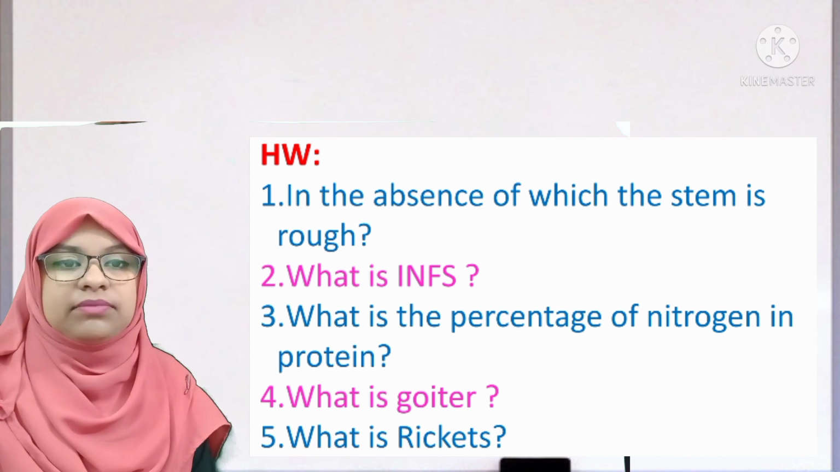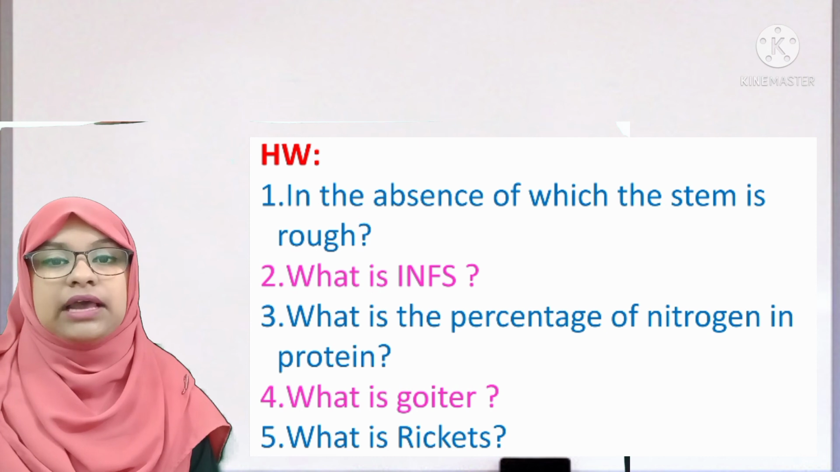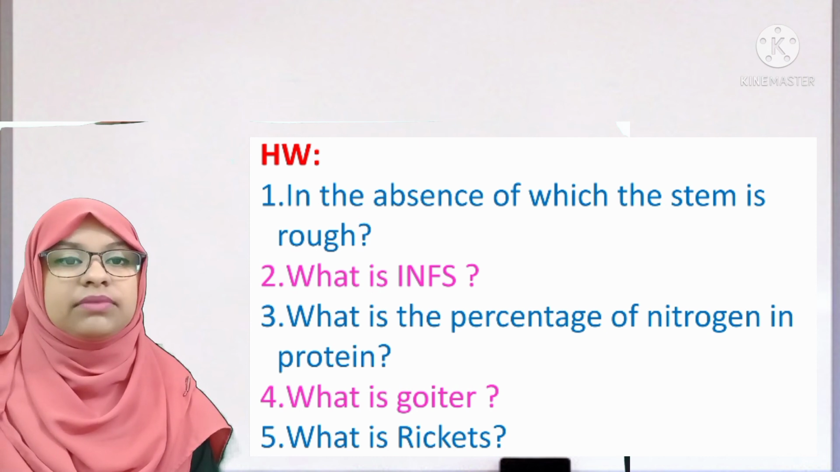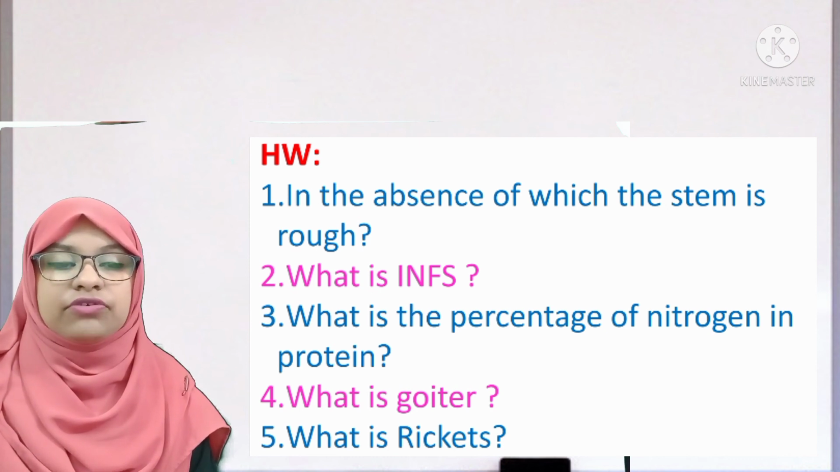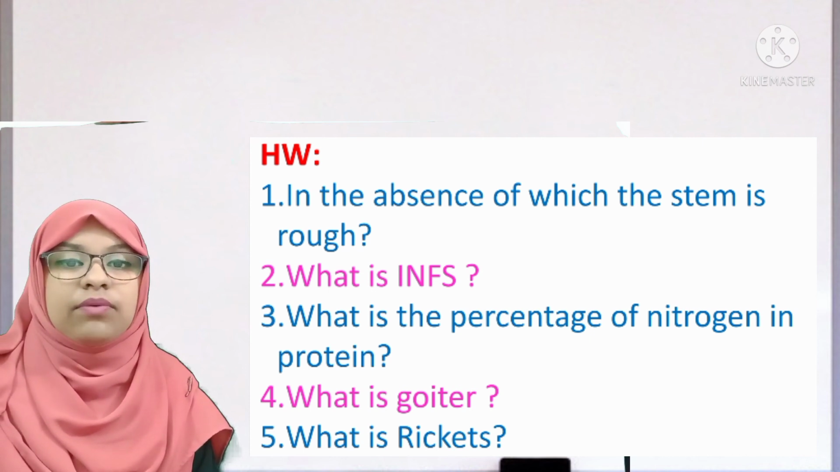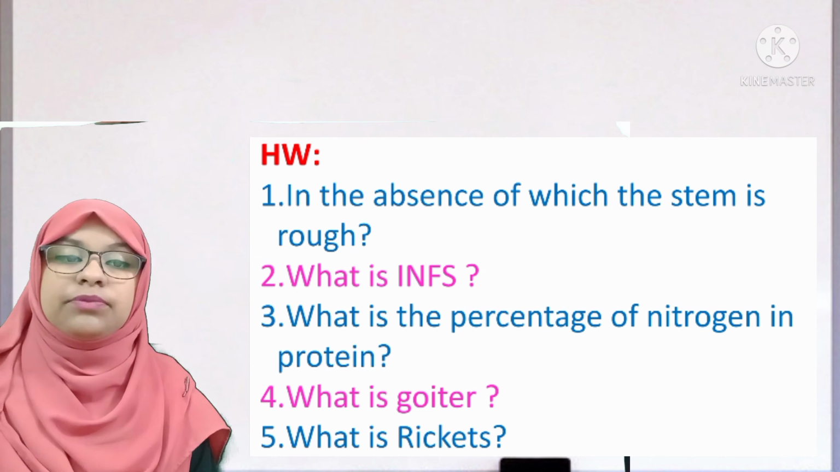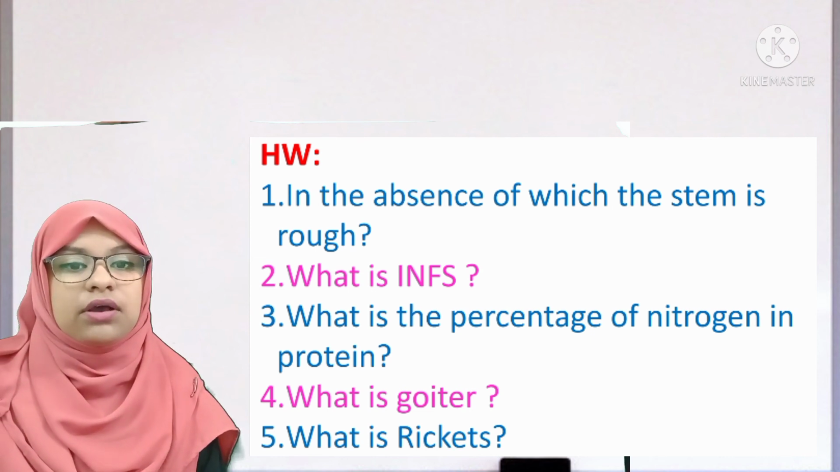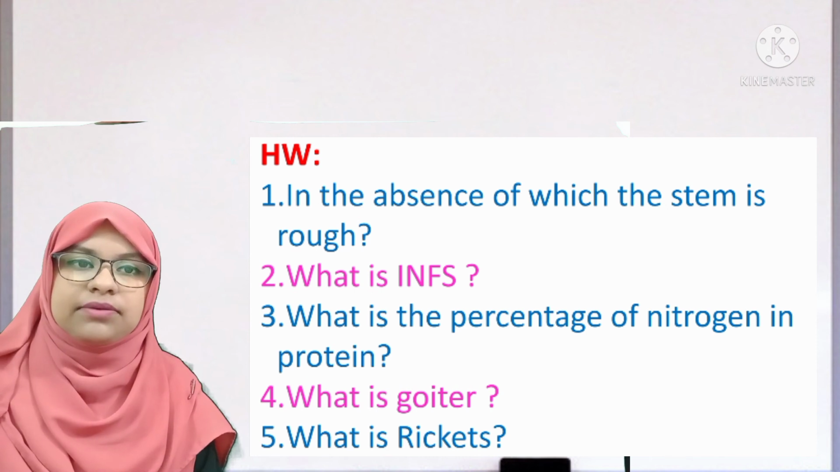Your next day's SW is on the following. Our first question is, the absence of which makes the stem rough? Second question is what is IMFS. Third question is what is the percentage of nitrogen in protein. Fourth question is what is goiter, and fifth question is what is rickets.